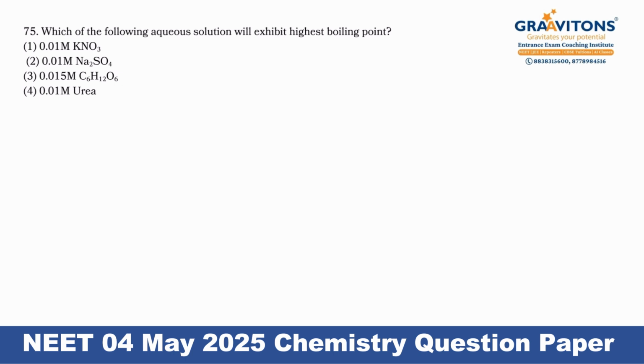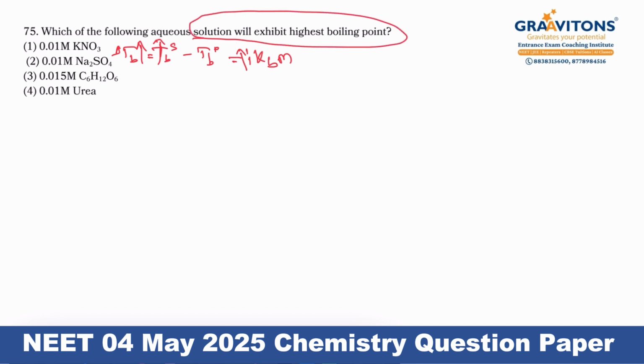75th question. Which of the following aqueous solutions will exhibit the highest boiling point? So for calculating this highest boiling point, children, let us take the relation delta Tb, that is elevation in boiling point, is equal to Tb minus Tb naught is equal to i into Kb into m. When i increases, delta Tb increases, and automatically the boiling point of the solution also increases. Here they are asking the highest boiling point of the aqueous solution.